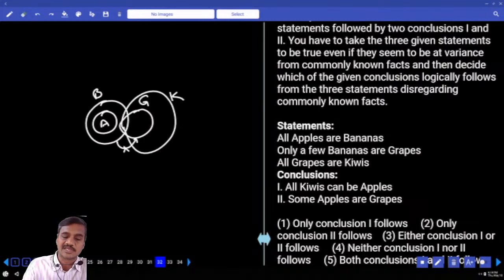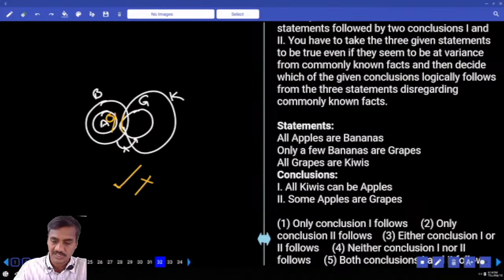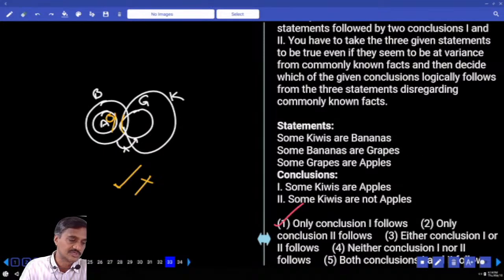Can this entire kiwi be a part of apple or not? My kiwis and apples can overlap. Now this entire kiwi I can write like this. This entire banana cannot be a part of grape, but as kiwi can be a part of grape, isn't it? Hence it is possible. Some apples are grape, no intersection between these 2. First one is true, second is false. Only one, that is choice 1, for question number 32.